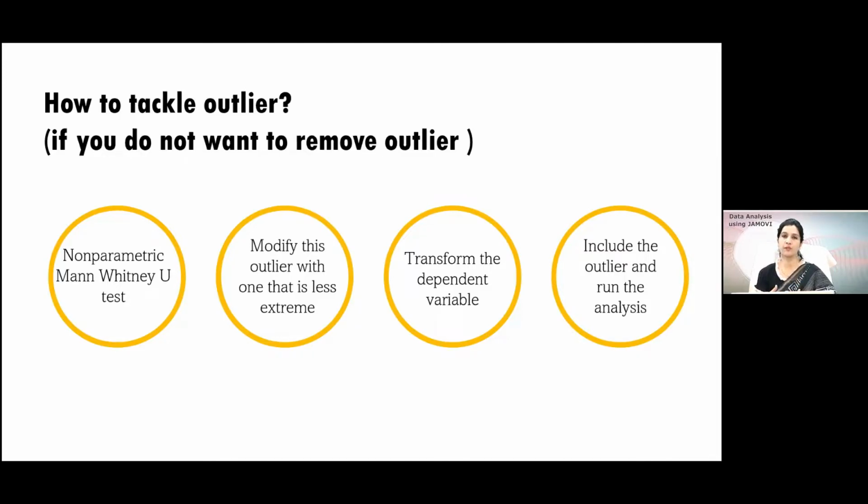So whatever you do, it is up to you. But we usually say that you should report the outlier. And because the t-test is a robust test, you can go ahead with the independent sample t-test.